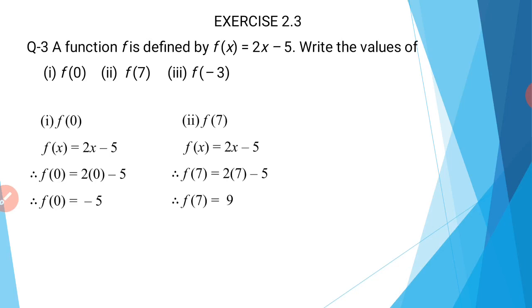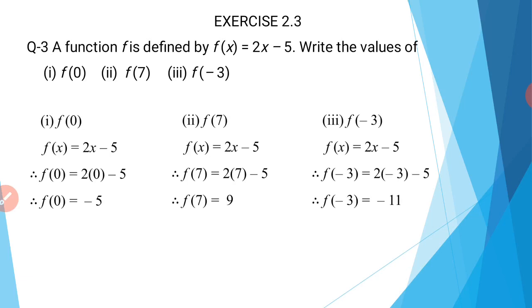Number 2 f(7), f(x) equal to 2x minus 5. Therefore f(7) equal to 2 into 7 minus 5. Therefore f(7) equal to 9, because 7 2s are 14 and 14 minus 5 equal to 9. Number 3 f of minus 3. f(x) equal to 2x minus 5. Therefore f of minus 3 equal to 2 into minus 3 minus 5. Therefore it will be minus 6 minus 5. Therefore f of minus 3 is equal to minus 11.